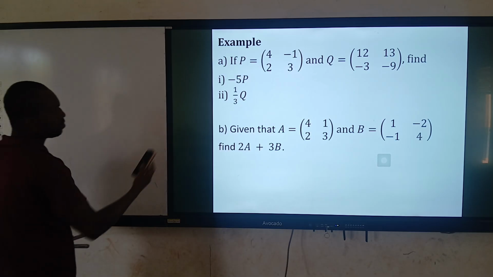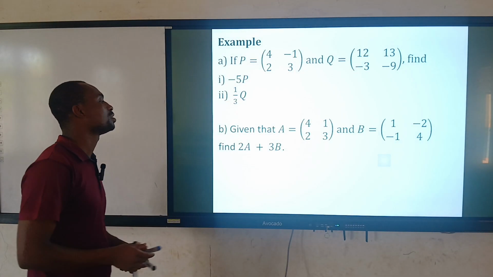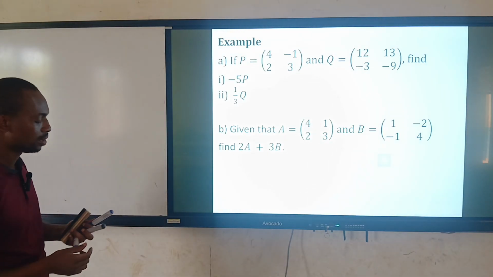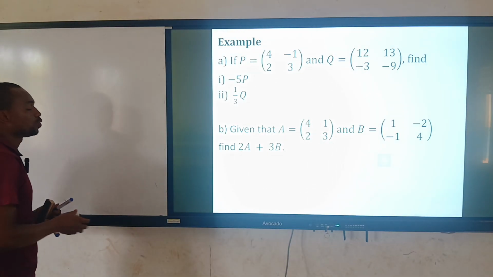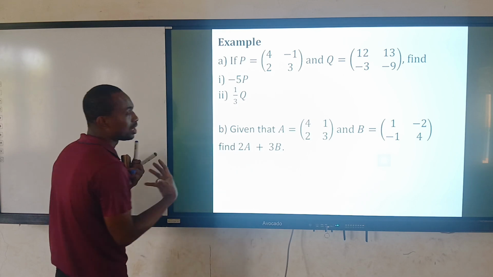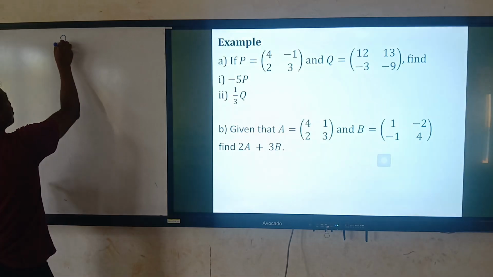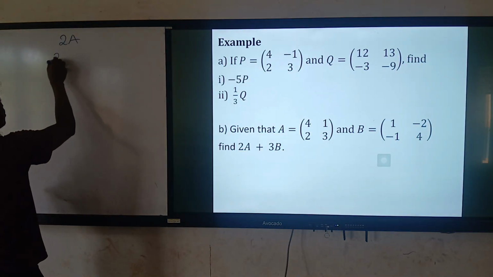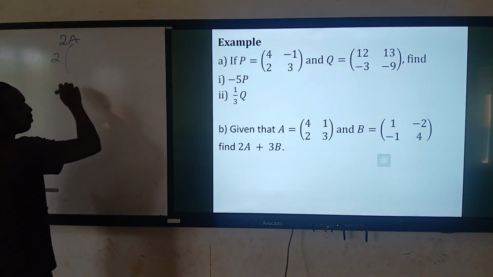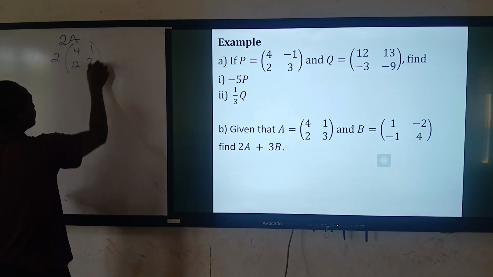Now let's solve question B. It says that given matrices A and B, you should find 2A and then 3B. Now, to find this one, first solve for this and that. After that, you put them together. So we are solving the 2A first. 2A. So the 2 is what, and the A? The matrix for A is 4, 1, 2, 3.